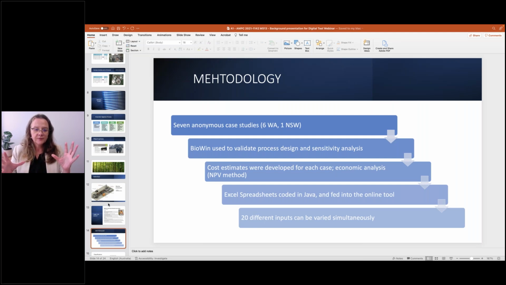We developed cost estimates and economic analysis for each case based on suppliers' quotations and cost curves as well. And then we prepared very large Excel spreadsheets correlating all of them to create curves that we could expand and extrapolate to different sizes of abattoirs. We ended up having to code everything in Java because the spreadsheets were getting really large, with 20 different variables as input. And that code is feeding the online calculator. That's the interface we are going to see soon.